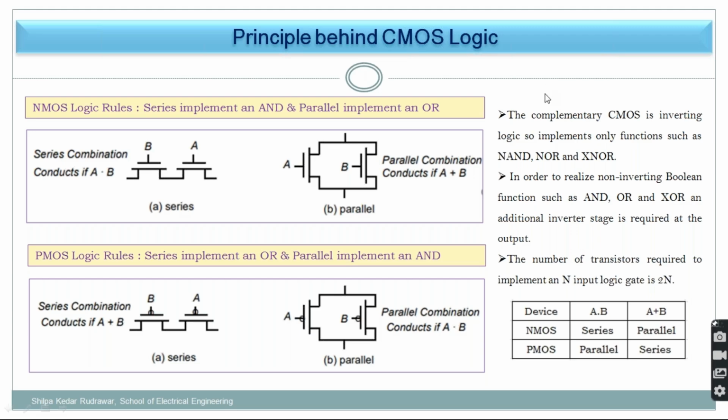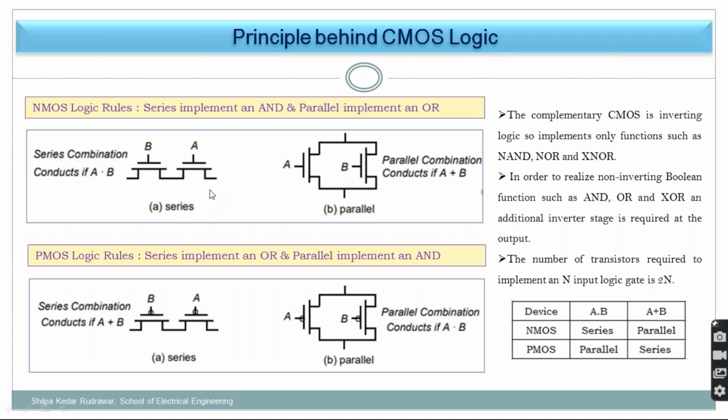Now, next thing, two important rules. If you are to design any combinational circuit, first be clear in your mind that you require PMOS and NMOS. PMOS should be connected in the pull-up network and NMOS should be connected in the pull-down network. In which way can you connect? If I have NMOS, whether to connect in series or in parallel, I need to define. For that, this is the table.